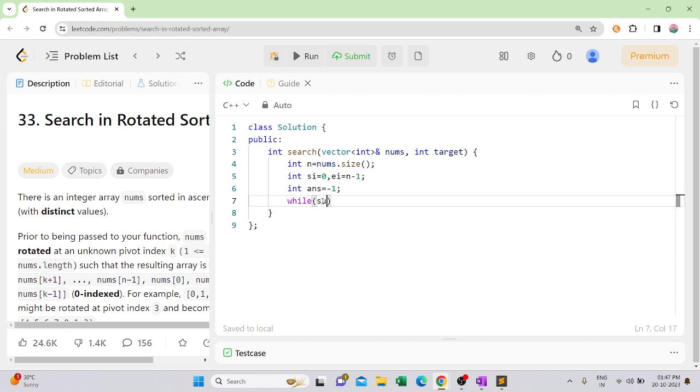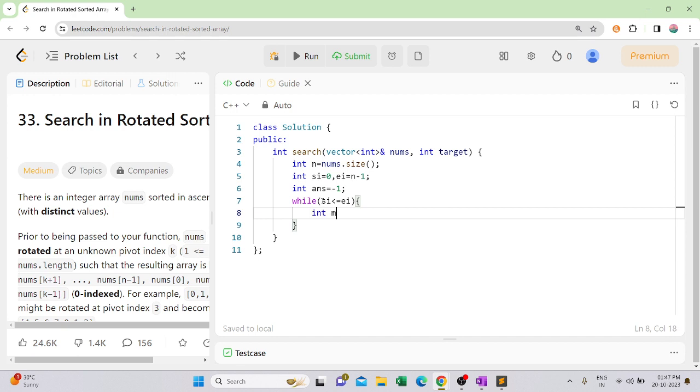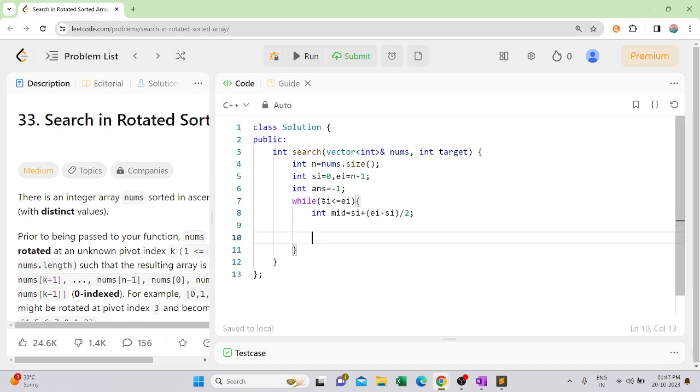Now while starting index is less than or equal to ending index, we find out the mid, the same template which I have been discussing for so long: starting index plus (ending index minus starting index) by 2. Now we need to check in which sorted part our mid lies. So if nums of mid is greater than or equal to nums of 0, this means it lies in the left sorted part. So we need to check if target is greater than or equal to nums of 0 and target is less than or equal to nums of mid.